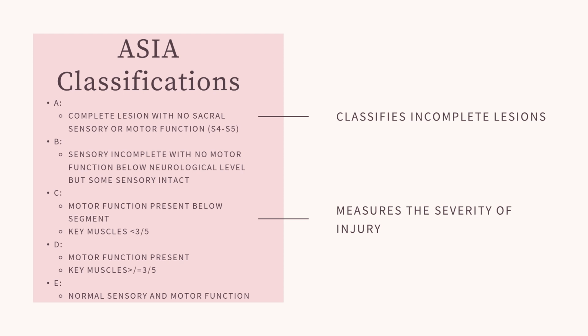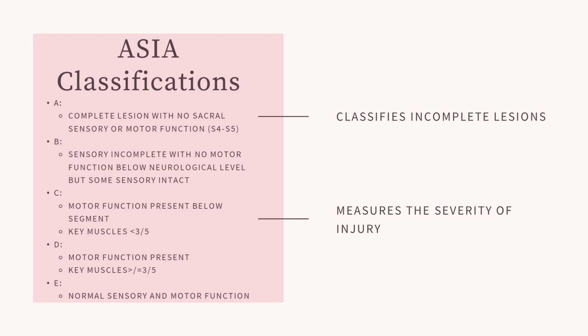Then we're going to have ASIA level B, which is going to be sensory incomplete, meaning that there is still some ability to have sensation below the level of injury, but there is no motor function below that level of injury. So some of the sensory is intact. This could be done through dermatomal testing, pain testing, vibration testing on both sides to see where those sensory impairments still are presenting or where they still have some function.